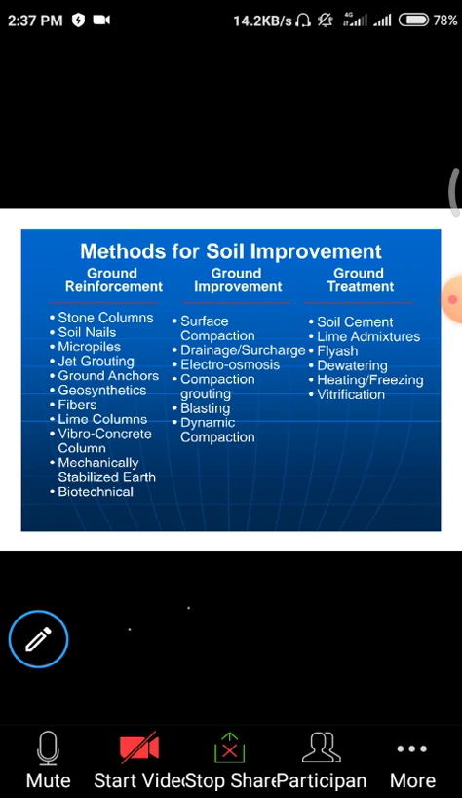Next one, vitrification. It is a newly available technique. Vitrification means some kind of equipment, other parameters and chemicals are used in this technique to densify the particular soil. All of these come under ground treatment.